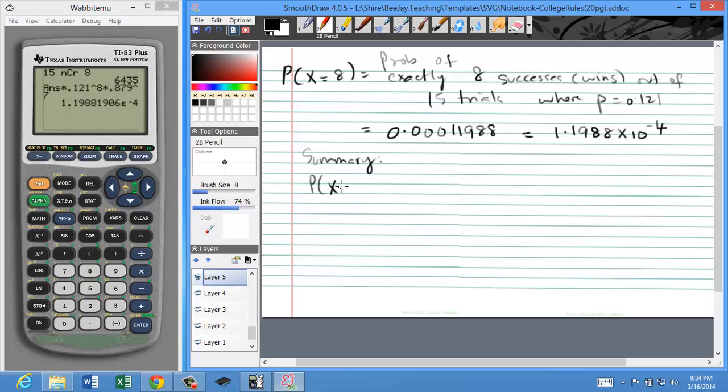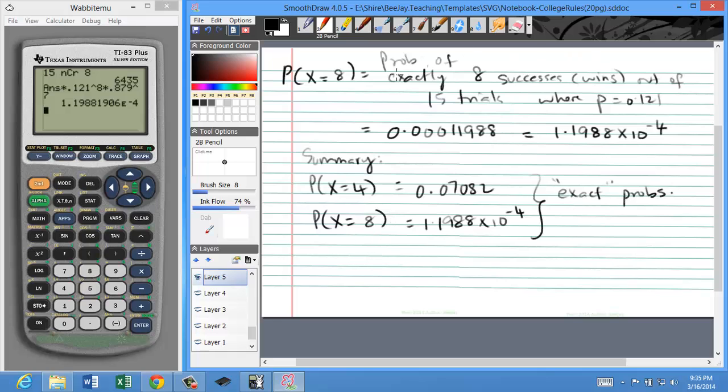So what we did is we found probability of x is equal to 4. We also found probability of x is equal to 8. I believe that answer was 0.7082, and that was 1.1988 times 10 raised negative 4. Both these probabilities are known as exact probabilities because you find it for one single value, x is equal to 4 or x is equal to 8.